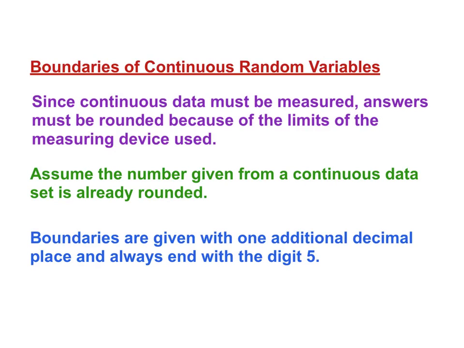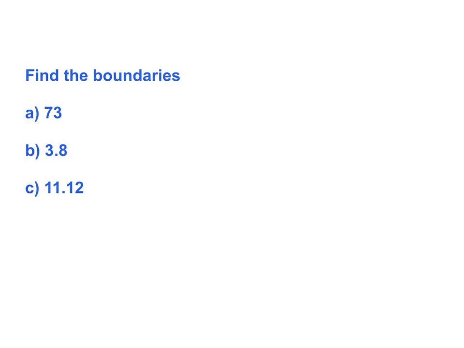Boundaries are given with 1 additional decimal place beyond the number that they gave us, and they always end in a 5. Like I said, it doesn't necessarily make sense on its own, but when we look at an example, it'll make more sense. Here are examples, okay?